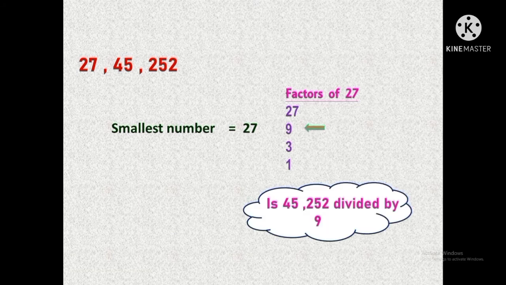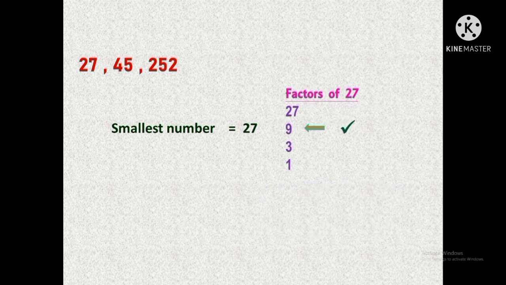So we have to find whether the numbers 45 and 252 are divided by 9. 9 5s are 45, so 45 is divided by 9. In the case of 252, it is not necessary to do division. We shall apply the divisibility rule of 9. The divisibility rule of 9 is that we find the sum of digits. If the sum of digits is a multiple of 9, then that number is divided by 9. In the case of 252, 2 plus 5 plus 2 is 9. So the number 252 is also divided by 9. So the HCF of the numbers 27, 45 and 252 is 9 only.